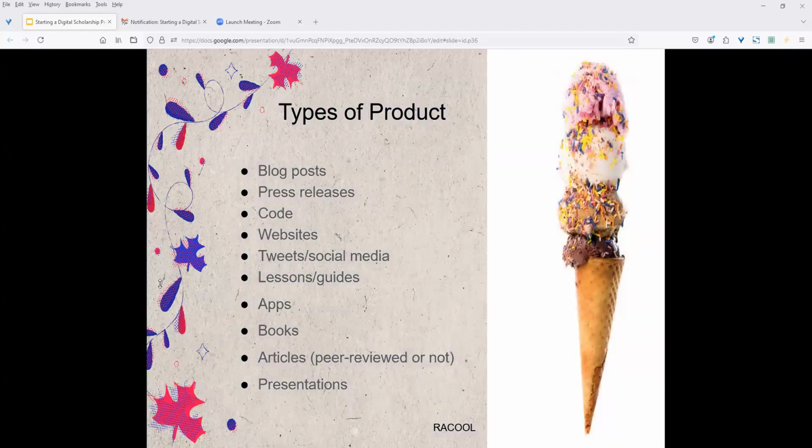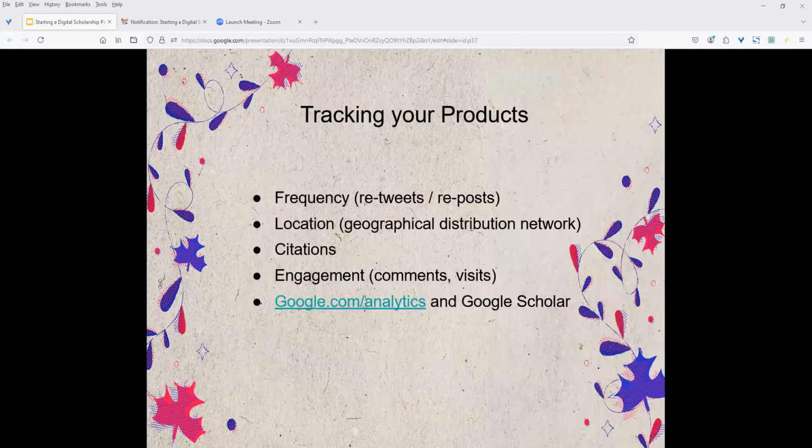So what are the types of products that you can put out? You have everything from blog posts to press releases, code, original code, websites, tweets, social media, all these sorts of stuff. Apps, books, articles, and presentations. That could all be something to create.